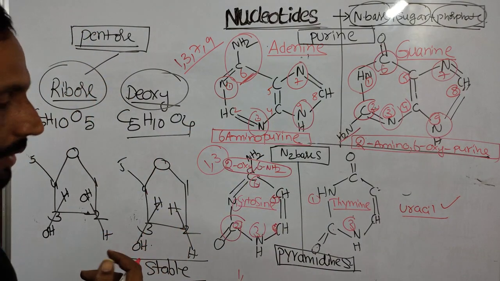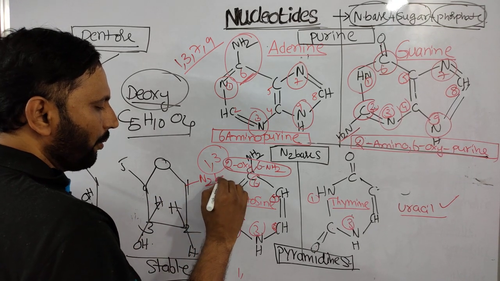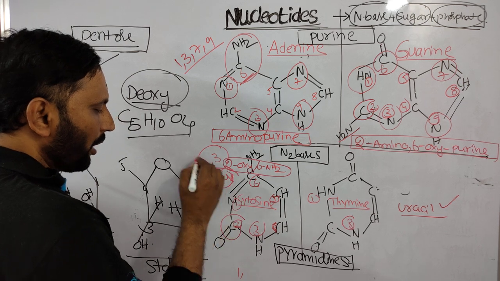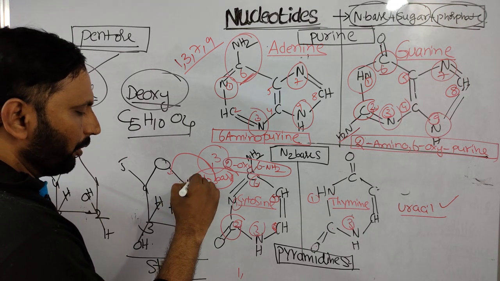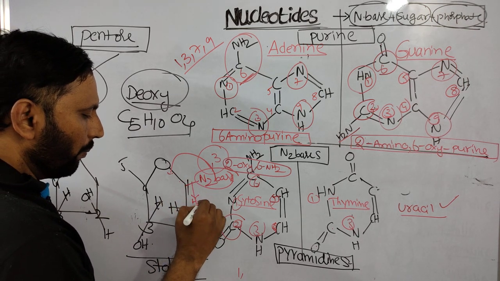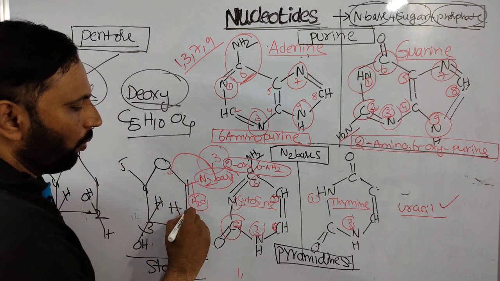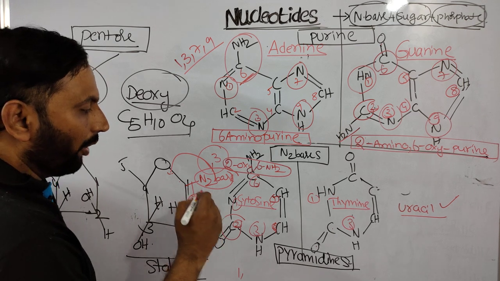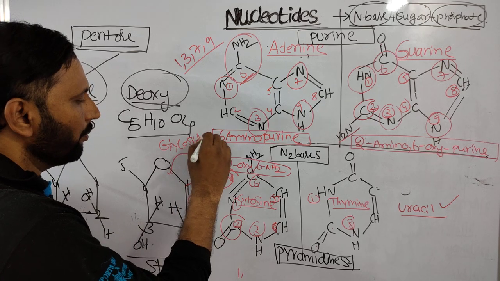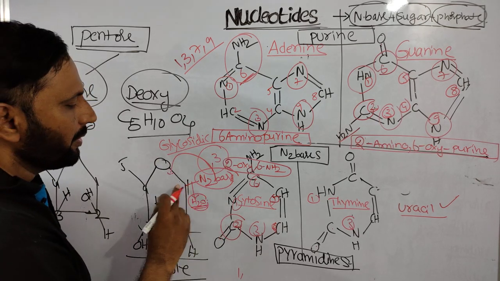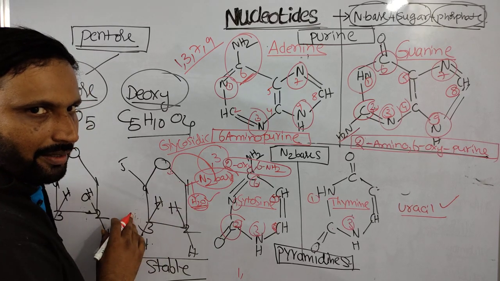And phosphate. Actually, look here, the nitrogen base is attached to the ribose sugar by the release of one water molecule. The bond is formed between the nitrogen base and the ribose sugar at the first position, and a water molecule is released. That bond is called a glycosidic bond. So the bond between the nitrogen base and ribose sugar is called a glycosidic bond, because of which one water molecule is released.